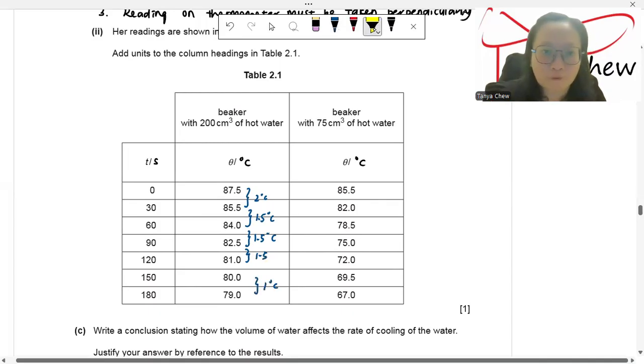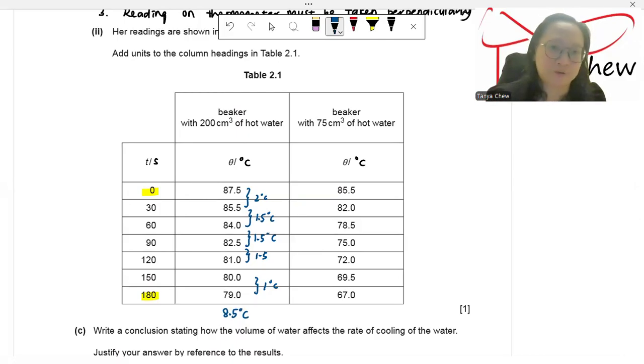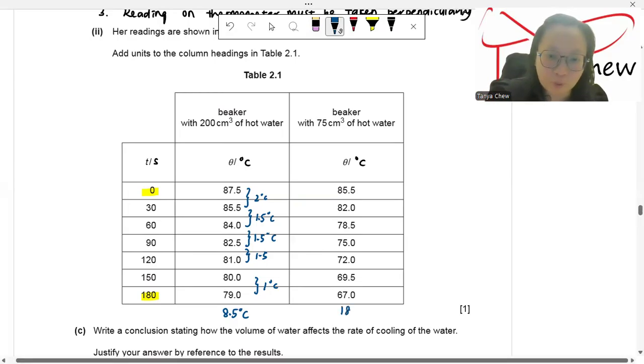So the overall drop from 0 second to 180 seconds for the beaker with 200 cm cube of hot water is 8.5. Do you know how I get 8.5? I take 87.5 minus 79 degrees Celsius to get 8.5 degrees Celsius. And the overall drop of the temperature of the beaker with 75 cm cube of hot water from t equals 0 second to 180 seconds is about 18.5 degrees Celsius, quite large, right?